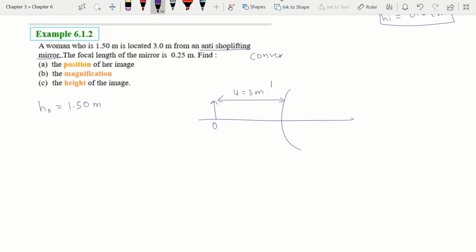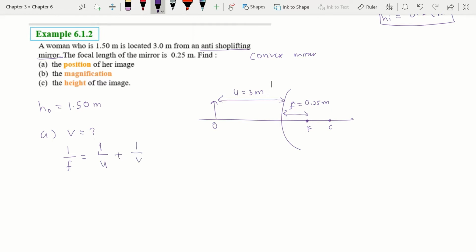When we are talking about a convex mirror, the focal length is behind the mirror. So this is the center of curvature and this is the focal point, and the focal length is 0.25 meter. Find the position of her image. So we need to look for the position, we need to look for the image distance. Okay, how can we find the image distance? We can use the spherical mirror equation, 1 over f equals 1 over u plus 1 over v.